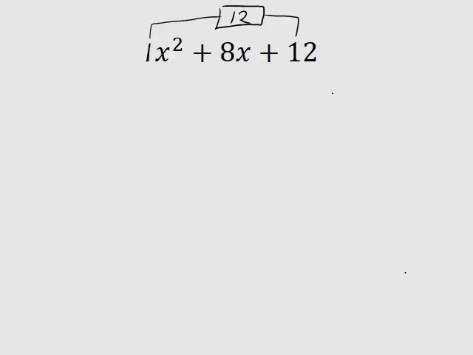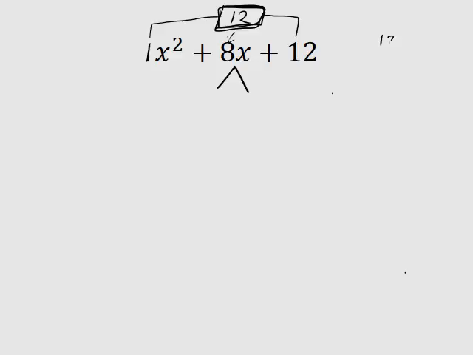And then next, I want to split my middle term. And by split our middle term, what we're going to do is split this 8x into two pieces. Those two pieces are going to be two terms where the coefficients multiply to give me 12 and add to give me 8. So the 12 comes from up here, and then the 8, of course, comes from there. And so I need two numbers that multiply to give me 12 and add to give me 8.